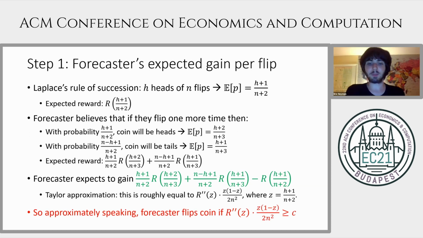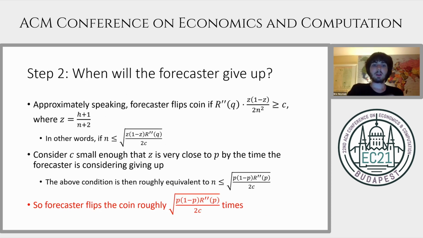So what this means is that, approximately speaking, the forecaster flips the coin so long as this quantity, their expected increase in reward from flipping the coin, is at least c. Now, we can rearrange this inequality to find that the forecaster flips the coin so long as the number of flips N so far is less than or equal to this radical. Now, since we are considering the limiting case where c is small, once the forecaster is even considering giving up, their belief z is already very close to the true probability p, which means that we can essentially approximate z with p and find that for any given p, almost surely the forecaster flips the coin roughly this many times.